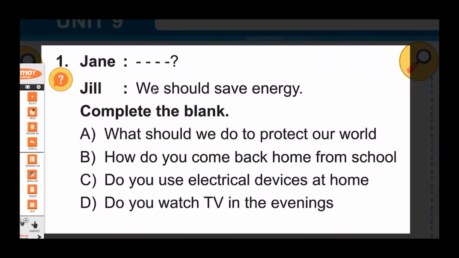Number 1. Let's complete the blank. We should save energy. So which one? What should we do to protect our world? Or how do you come back home from school? Do you use electrical devices at home? Do you watch TV in the evenings? Which one? Let me hear you. Of course, what should we do to protect our world? So it's number 1, or A.